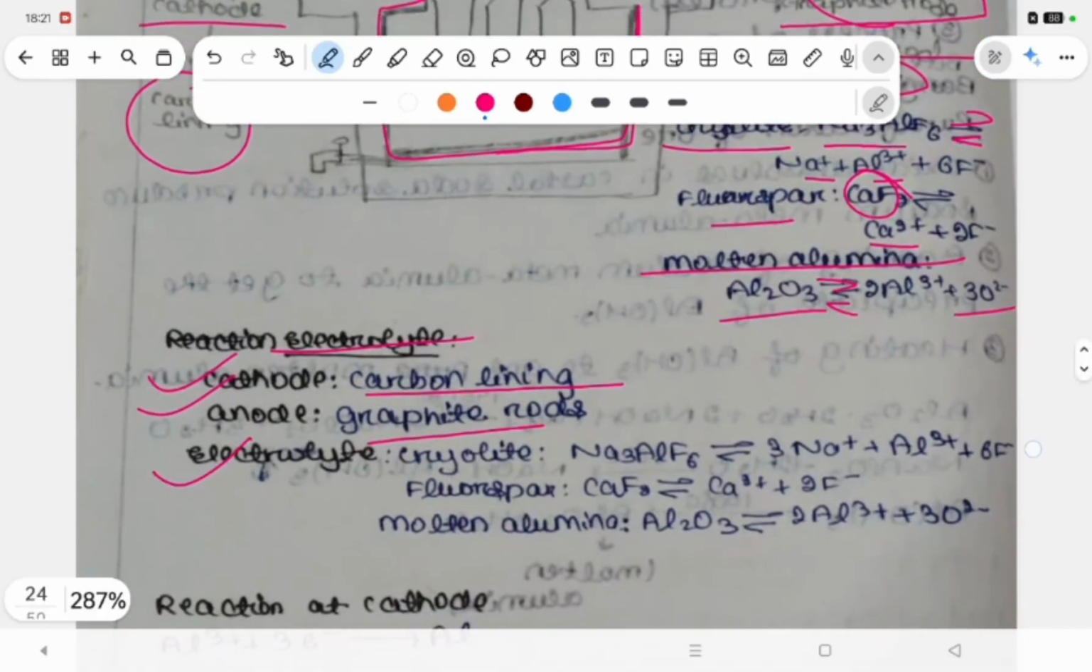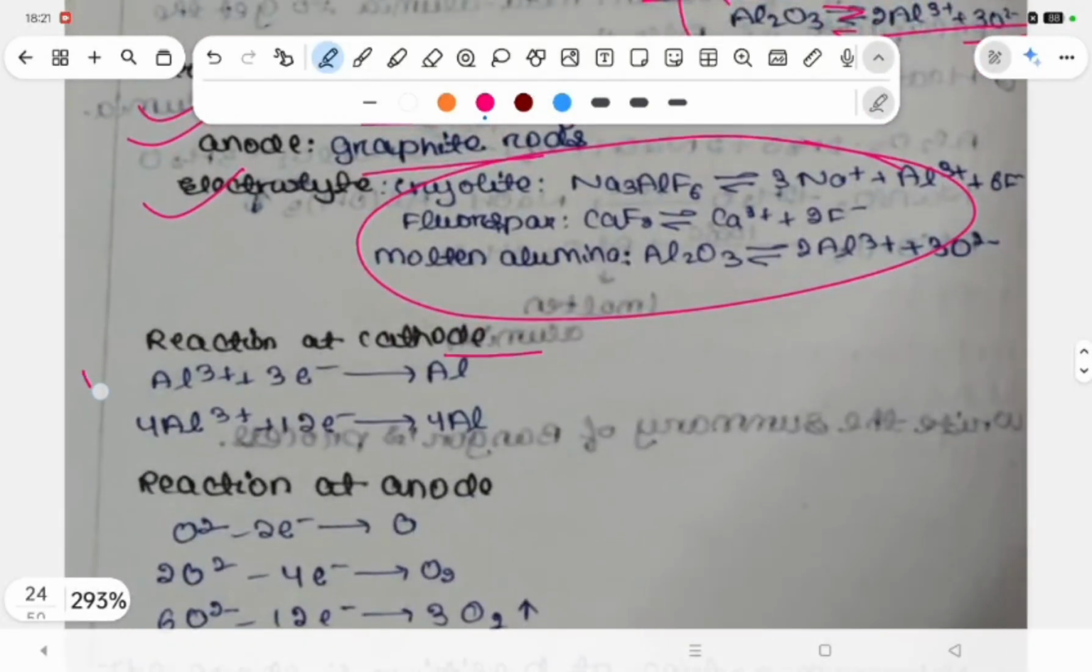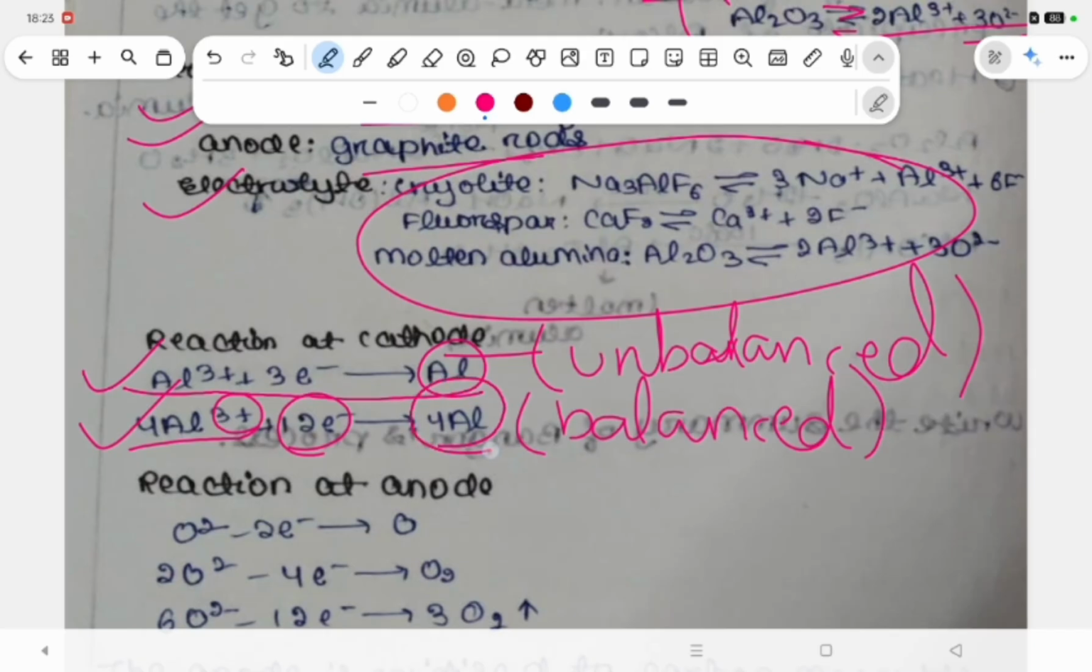Electrolyte, this I have already told. These are the electrolytes. The reaction at cathode. This is the balanced reaction. This is the balanced form, and this is unbalanced. Al3+ plus 3e- gives Al. Balanced: 4Al3+ plus 12e- gives 4Al.